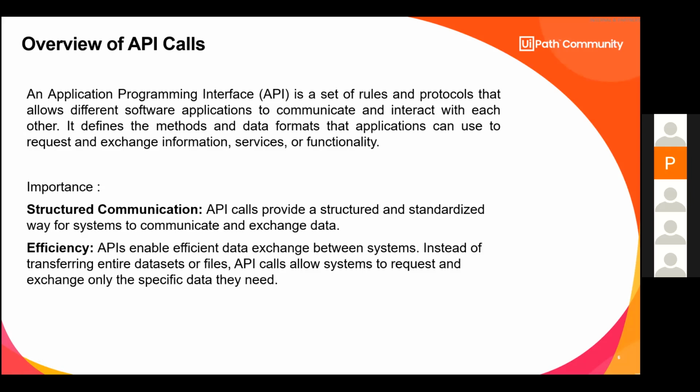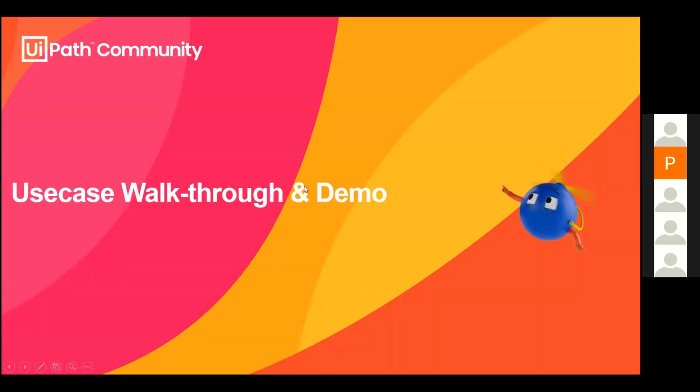And for efficiency, the data exchange will be faster, instead of transferring entire data sets and files. As I told already, it is easier to directly contact the application from the backend and get the lightweight data called JSON, then deserialize it and use it later. So that's an overview of API calls. Now I'll show you the simple demo.